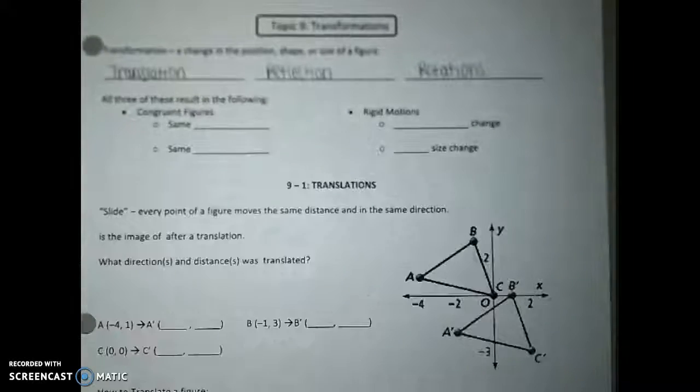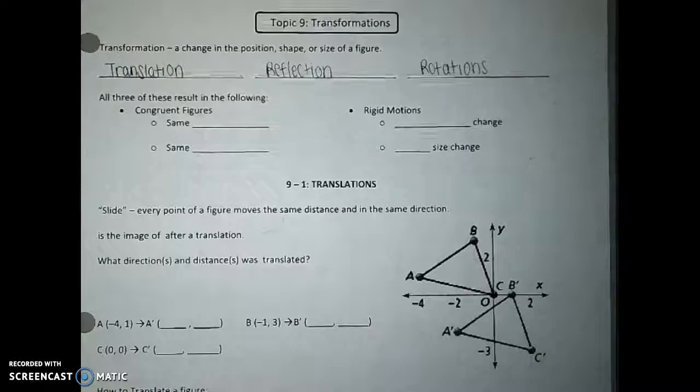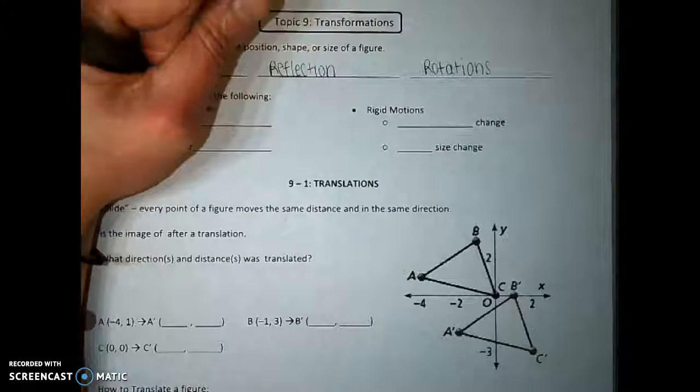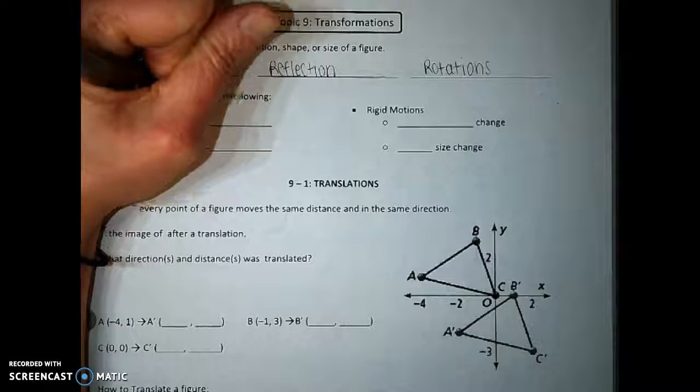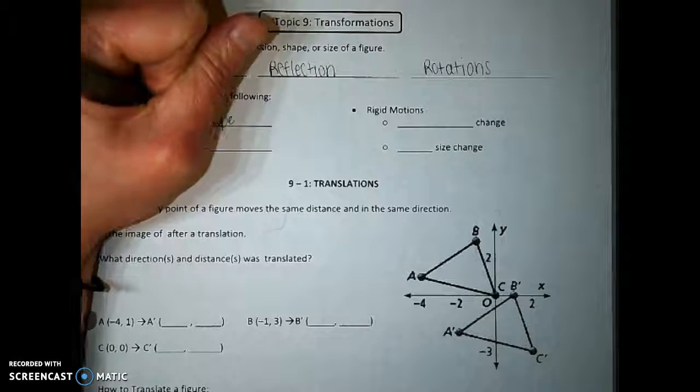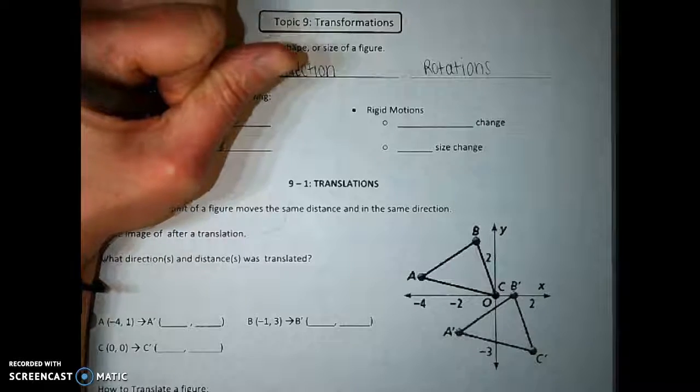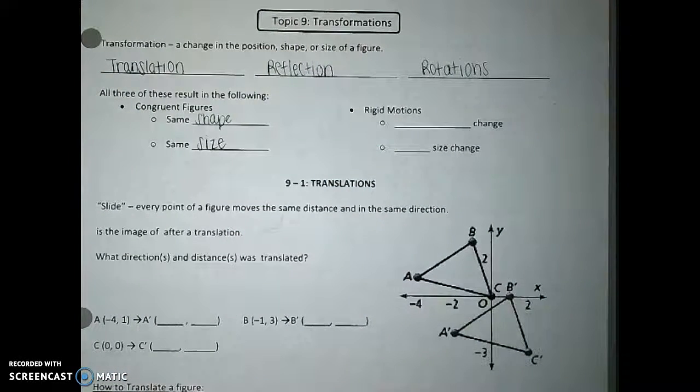All three of those types of transformations result in what are called congruent figures. Congruent figures just means that objects have the same shape and the same size, so really all that happened is they shifted in one way or another. Maybe they were reflected, they were rotated, or they were moved.